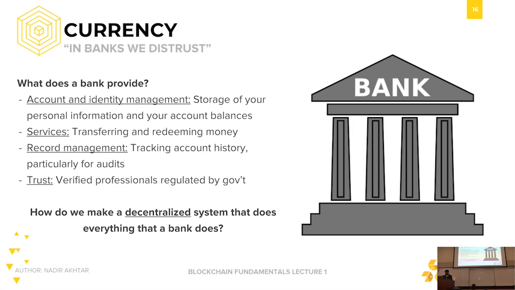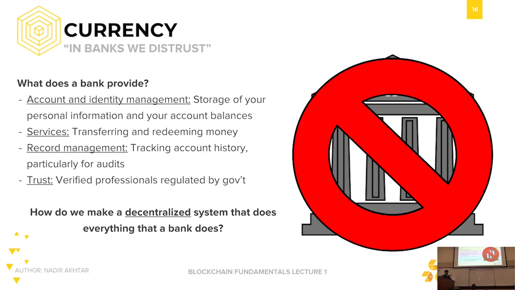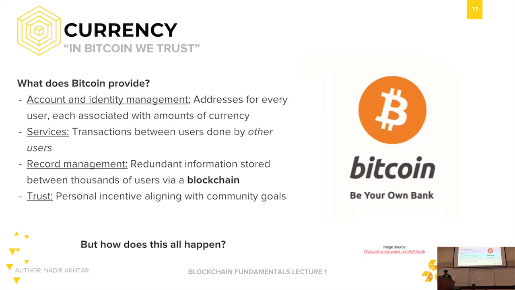But if we want to make a decentralized system that doesn't use the bank, because we don't trust the bank, we don't trust the people there, we don't trust their incentives, we don't trust their motives, we don't trust that they are willing to act on our behalf first, like we've seen in the past, like with the 2008 recession, how do we ensure that a decentralized system can do all of the things that a bank does? How do we keep all of the components of this infrastructure in a decentralized system with no central entity, with no central regulator, with no trusted people? That's what Bitcoin aims to do, and it aims to do it through these ways.